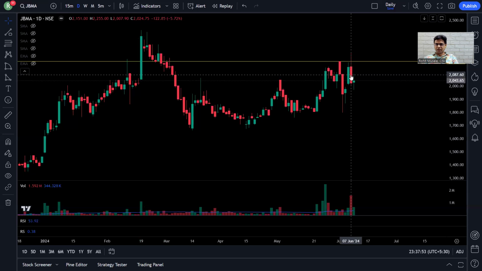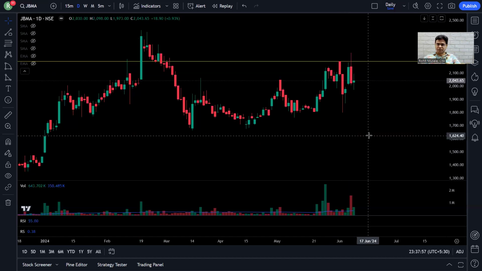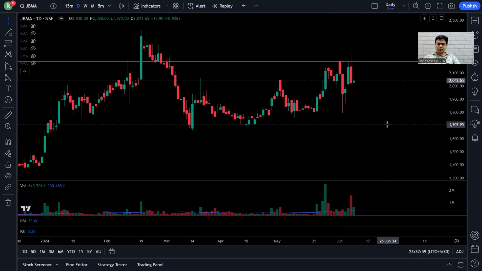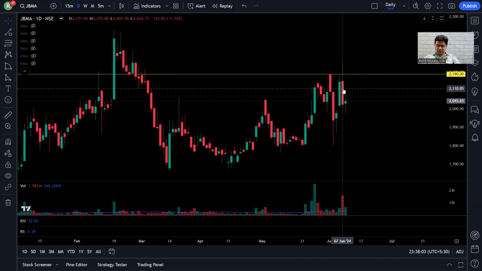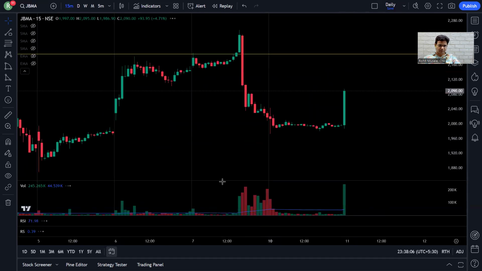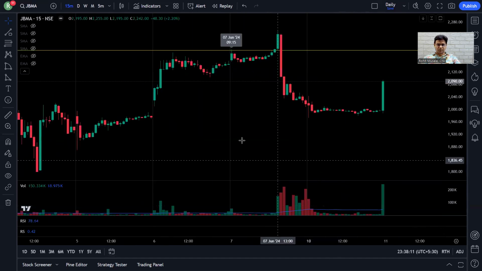If the stock can break above the yellow line, it could go up even further. So I bought on this day. I normally execute my trades on the 15-minute chart. So let us go to 7th of June, 15-minute chart. Okay, let me go to 7th of June. So this is a 15-minute chart.